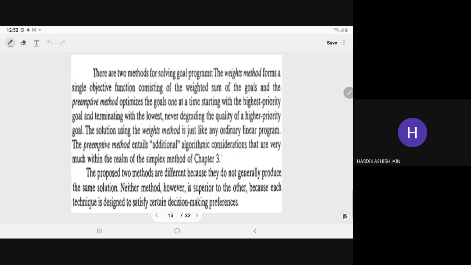So in the next class, I will start the methodology, the weight method, and over these three problems only I will solve. Right? Three formulations I have done. So only over these three problems, I will apply the weight method and the preemptive method. So in the next class, we continue with this only. So that's all from my side. Thank you.